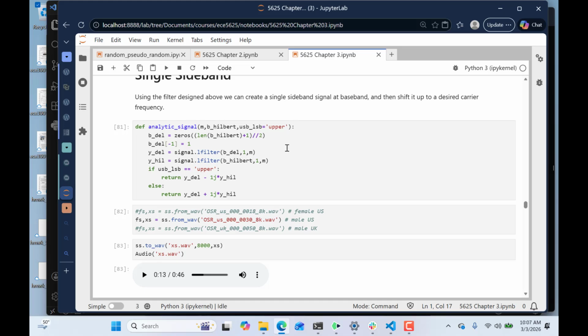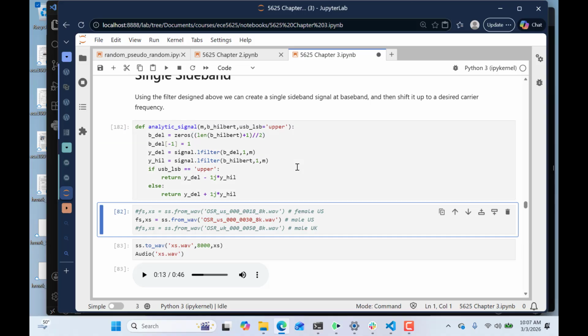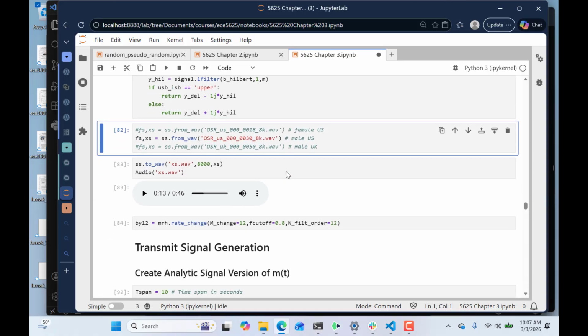So let's create a function called analytic signal, which is what we were just talking about earlier. This function will use the digital Hilbert transforming filter, and I can take a message and Hilbert transform it. So this is just a tool in the toolbox.